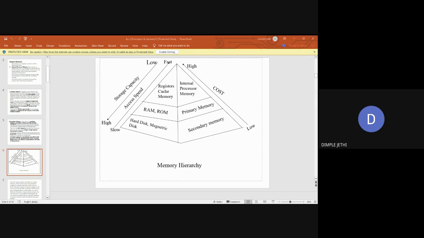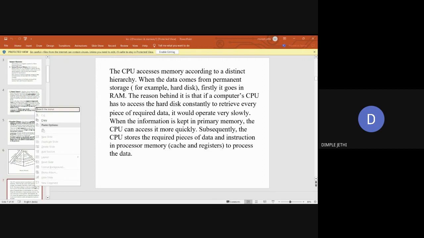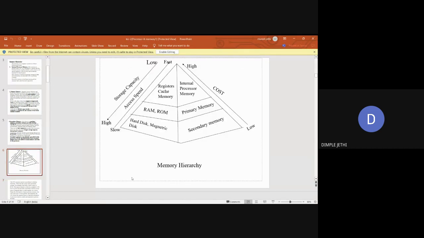Okay. So this is the chart. I explained that we have three types of memory: internal, primary, and secondary. Now I'm explaining these in detail, right? I explained the basic features here. Now I'll explain the devices that come under primary memory and secondary memory. In primary memory, RAM and ROM; in internal memory, registers and cache memory. These two types of memory come under processor memory.